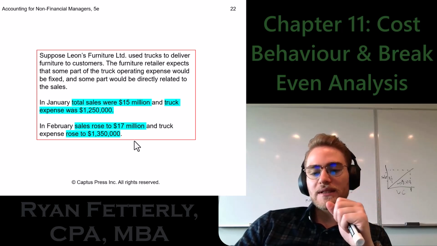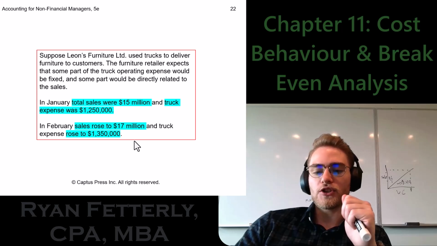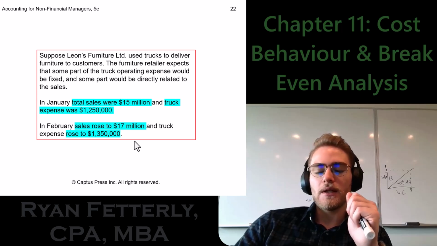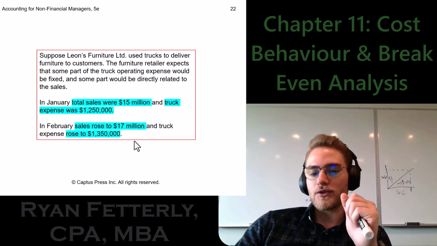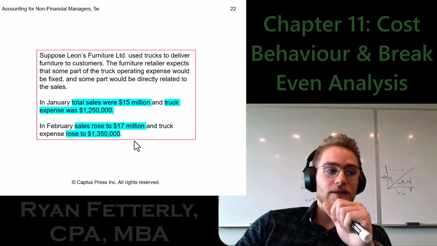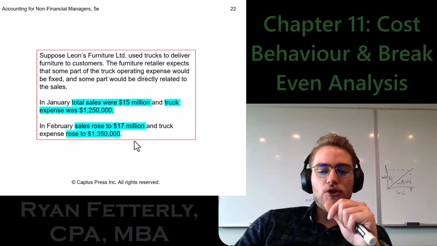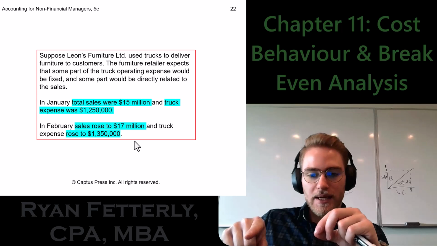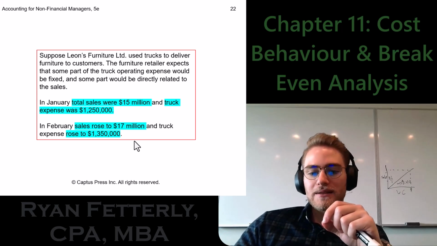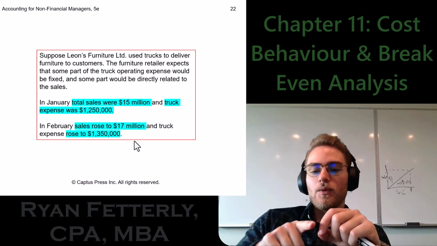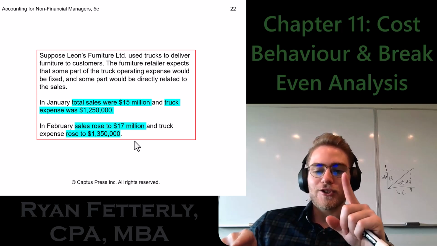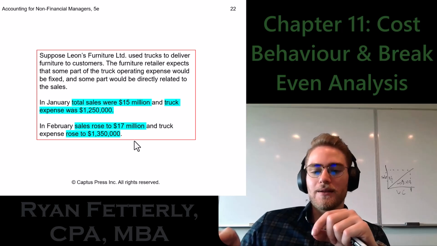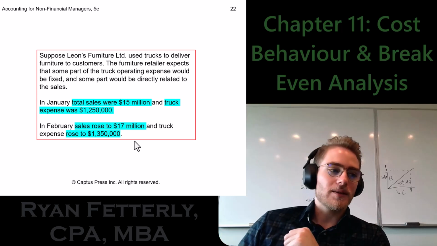So in January, total sales were $15 million and truck expenses were 1.25 million. Okay, and then in February, sales rose to 17 million. So that's a rise of $2 million in sales, okay? So if sales is the x-axis, we went over 2 million on the x-axis. And then our truck expenses rose to 1.35 million. So when our sales go up by 2 million, our truck expenses go up by 1 million.